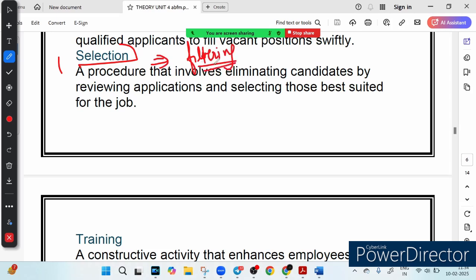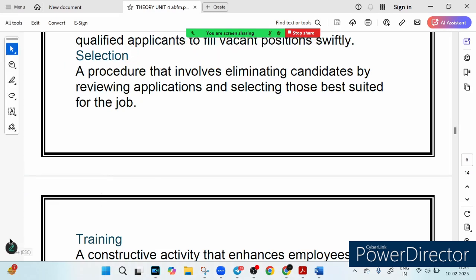You know that it is about reviewing applications and picking the best fit. So you are reviewing applications, you are selecting the best fit, right? Like choosing the finest apple from the basket. And then finally we have something called training. So first of all, we recruited, we selected, and then we trained.